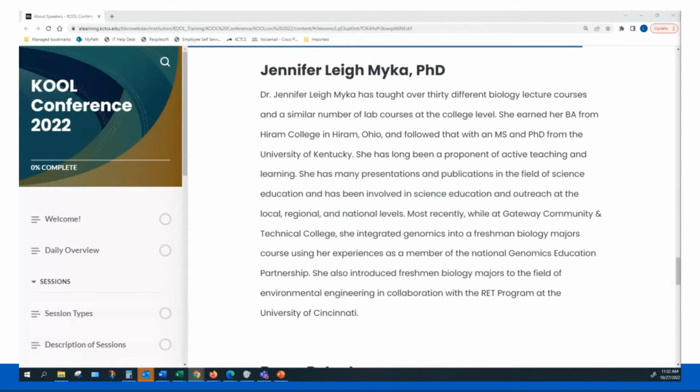Most recently, while at Gateway Community and Technical College, she integrated genomics into the freshman biology majors course using her experiences as a member of the National Genomics Education Partnership. She has also introduced freshman biology majors to the field of environmental engineering in collaboration with the RTE program at the University of Cincinnati. So I would like to welcome Jennifer and everyone to this session.